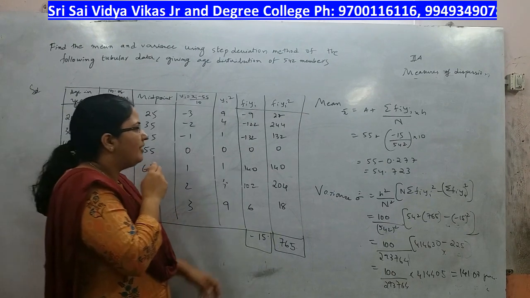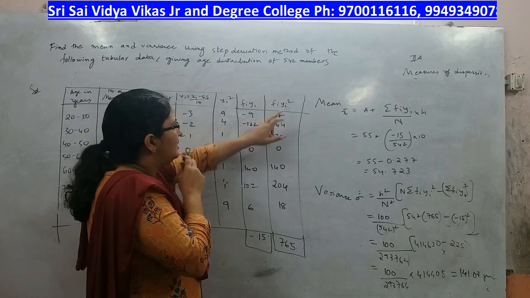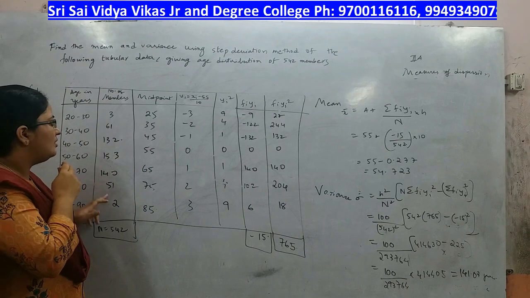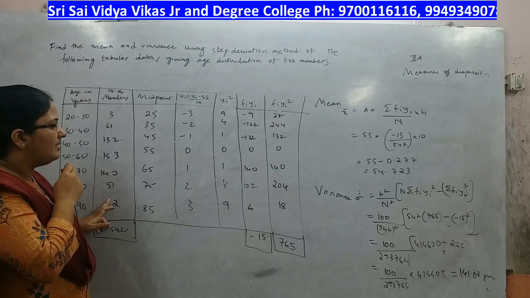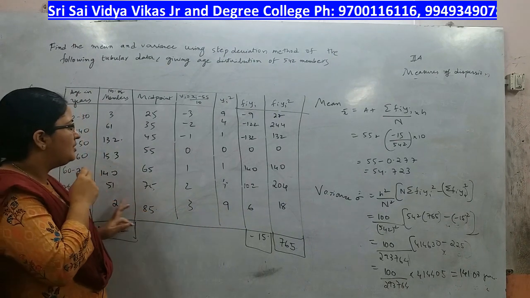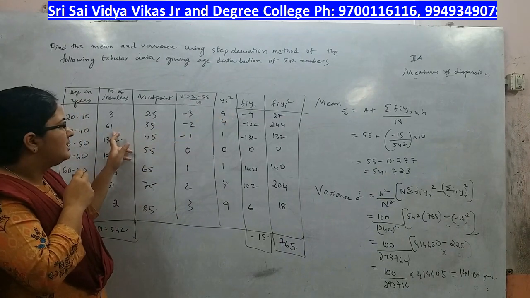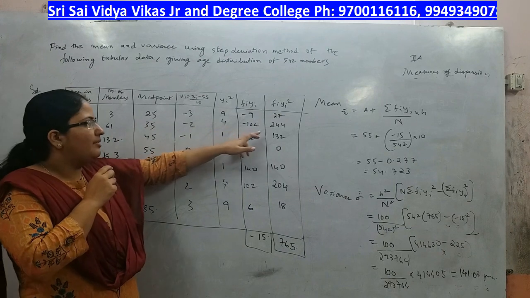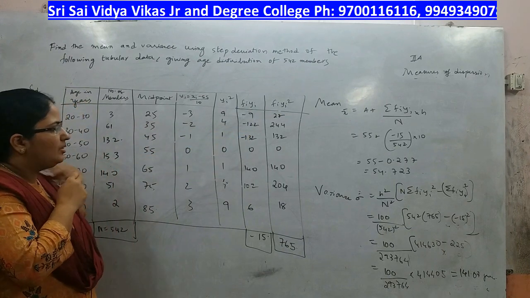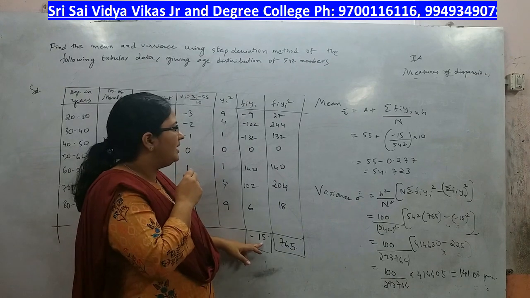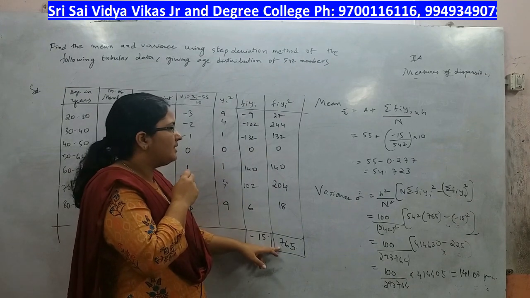Next you have to find fi yi square. fi values are what? These are all fi values into yi square values, these values. These two columns you have to multiply. You get 3 into 9, 27. 61 into 4, 244. Like that you get all the values. Add all these values, you get minus 15. Add all these values, you get 765.